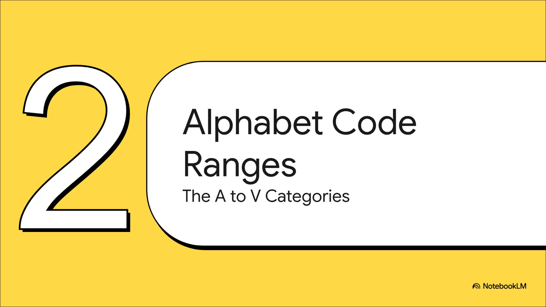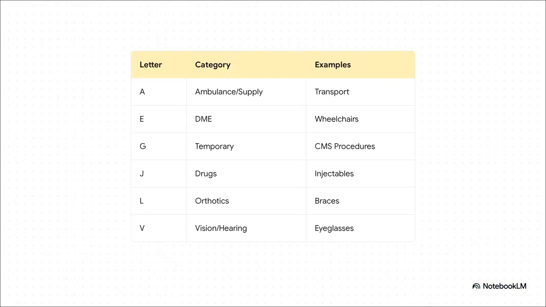Moving right along to Section 2, HCPCS alphabetic code ranges. Welcome to the alphabet soup. You've got to know these letter families cold. If you mix them up, a claim for a high-tech prosthetic could accidentally get billed as temporary Medicare paperwork, which is a guaranteed denial. So let's use some memory hooks.